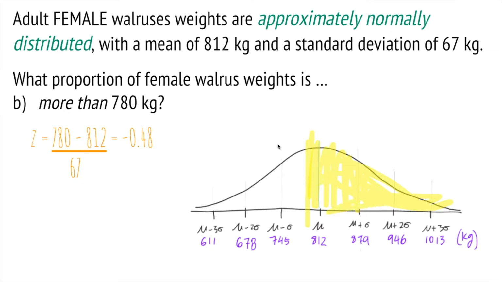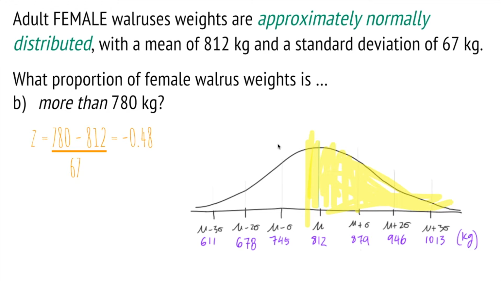So it's a good idea, and the reason we draw the normal model is so that we can visually see what it should be. So I can tell from my graph that I've shaded that we should have more than 50% as my answer because it's more than half of the graph. So keep that in mind for when we come back from our z-table.